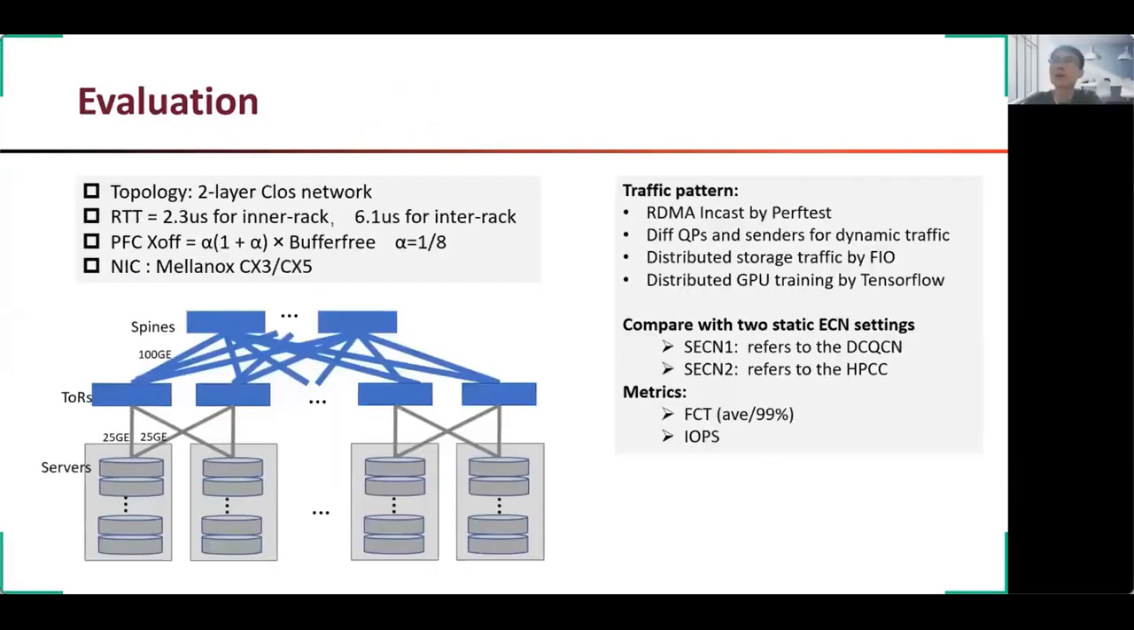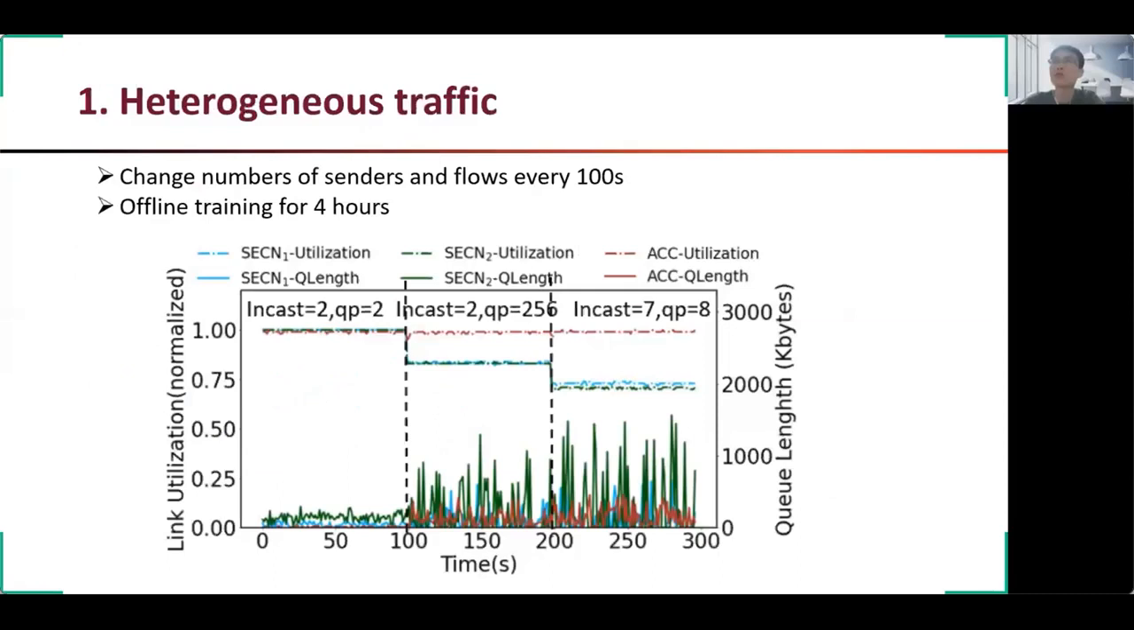The testbed is a two-layer cloud network. It's a small-scale pod in the production data center. We test many traffic patterns. In the first experiment, we use various traffic, changing the number of senders and flows every 100 seconds. ACC can adapt to the variable traffic. At the same time, ACC has 26% higher throughput and 1 to 3 times lower queue.